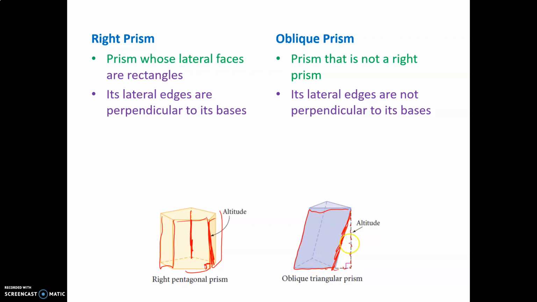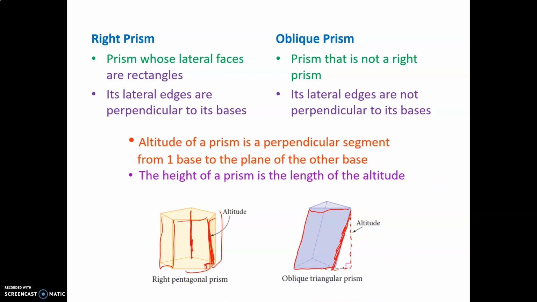This is perpendicular to the base, but that's not an edge, that's an altitude. So the altitude of a prism is a perpendicular segment from one base to the plane of the other base. The height of the prism is the length of that altitude. So here they're showing me an altitude. Here they're showing me that in an oblique prism, you can have altitudes that are outside of the object itself.